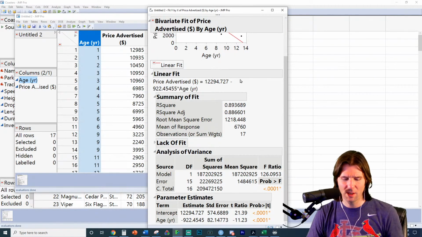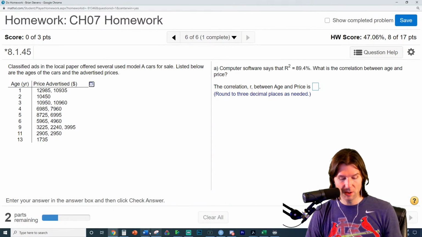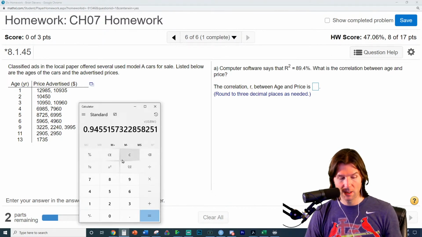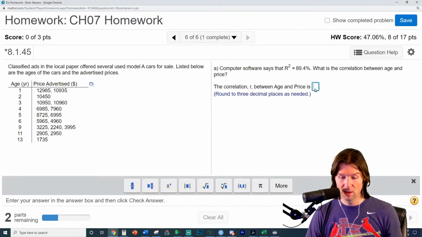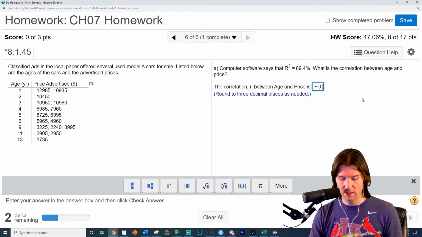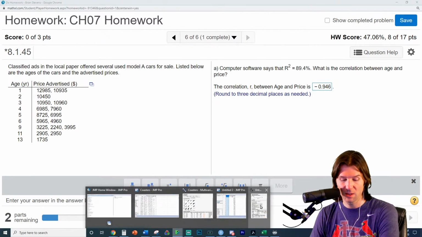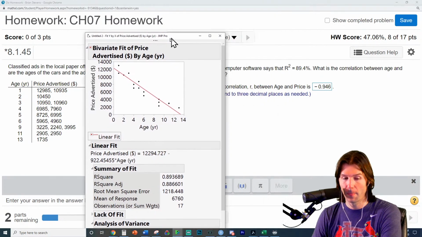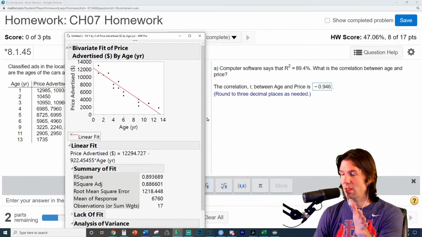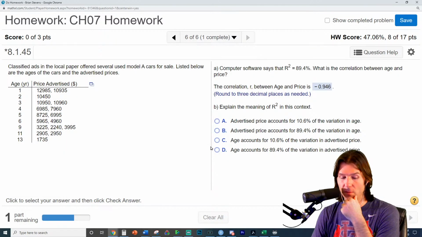Now, one thing, be very careful with this. You want to get correlation. So let's square root it. They give us 0.894. We're going to square root it and we get 0.946. But here's the thing, negative 0.946. And why is it negative 0.946? It is negative 0.946 because it's a negative relationship, because there's negative correlation. When you square root things, it's going down, so the slope of the line is negative. So don't forget that it's negative.